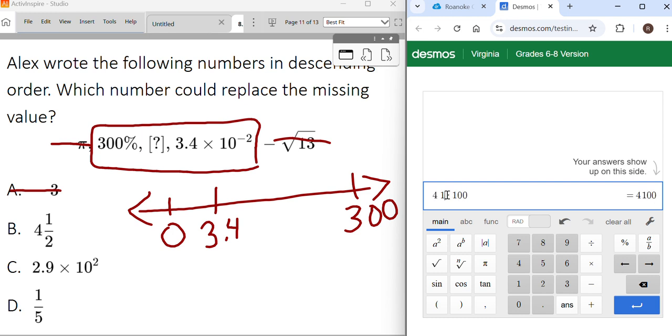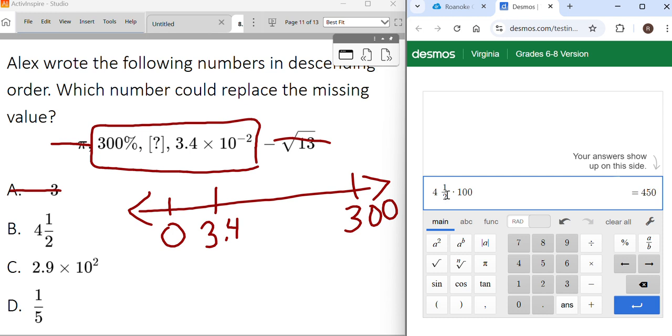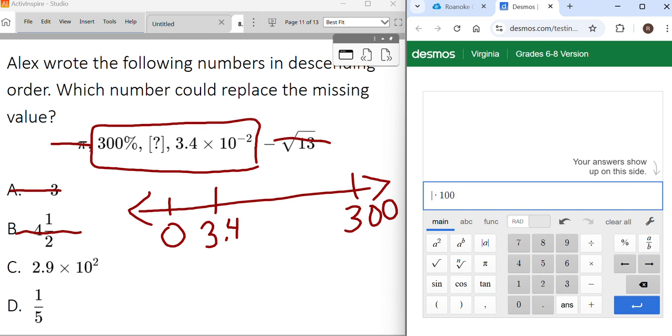4 space 1 over 2, 4.5. That gives us 450%, which is again way too big. It's much larger than 300. So let's try the next one.